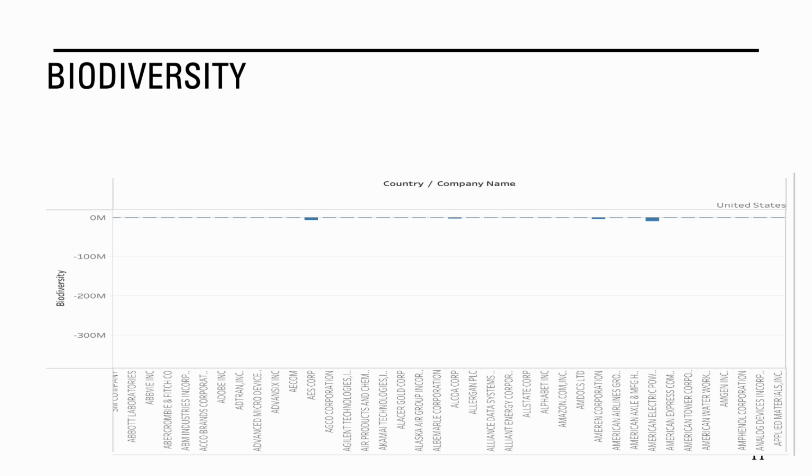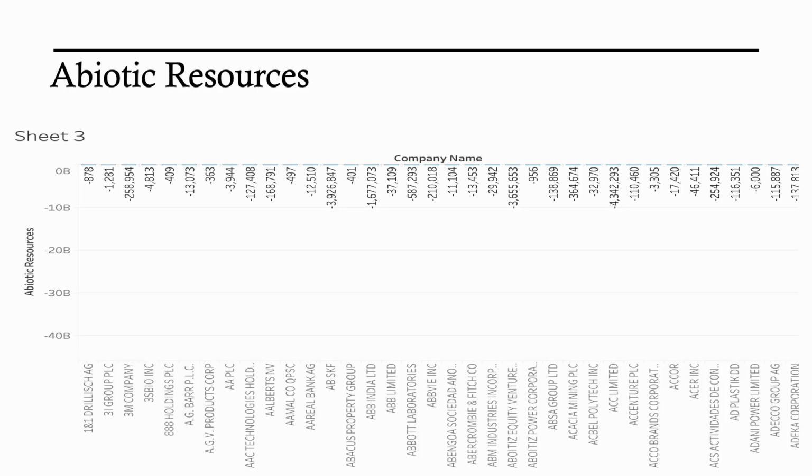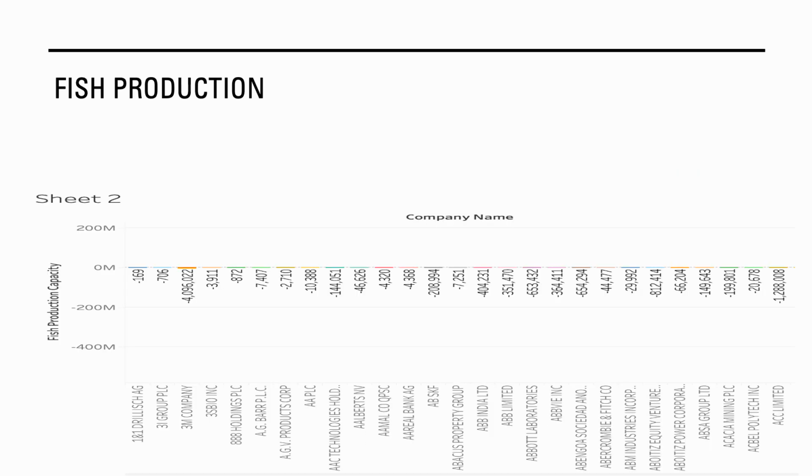Biodiversity is represented in this bar graph. Biodiversity represents land use and toxicity. Abiotic resources is represented in this bar graph. Abiotic resources represent environment impacts. Fish production bar graph represents the companies and the fish production capacity of the companies.